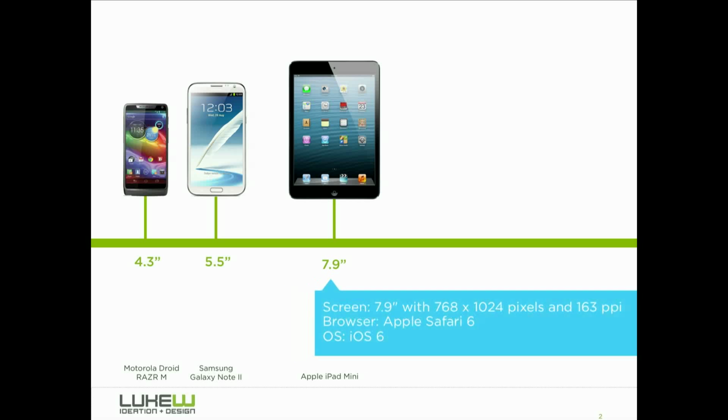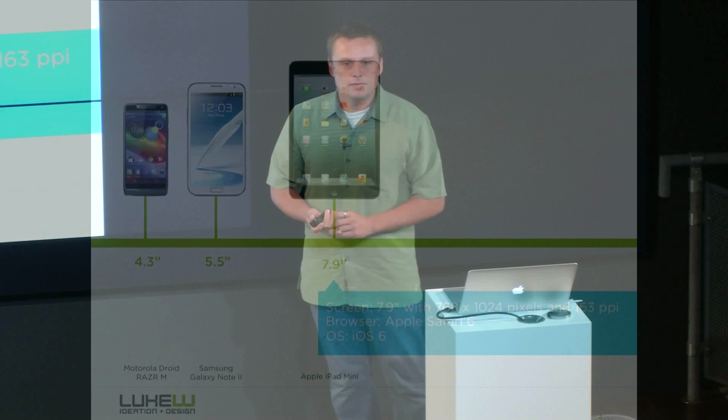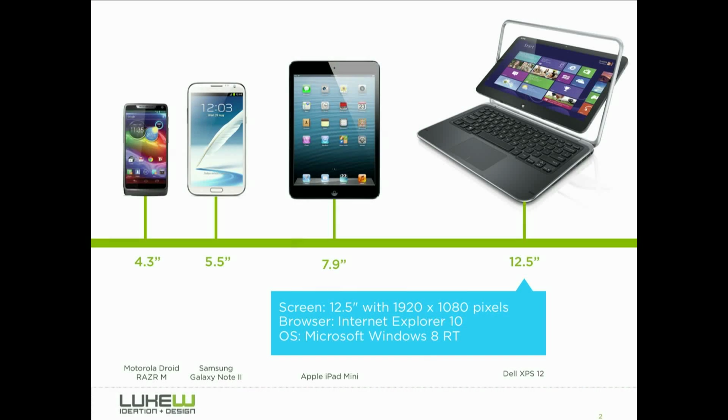2 weeks later, there was an onslaught of devices running Windows 8. Not the full version of Windows 8. It was Windows 8 RT, so it was a sort of pseudo version. This is one of these devices. This is the Dell XPS 12. It has a 12.5-inch screen, 1920 by 1080 pixels, comparable almost to what that Galaxy Note 2 has. It runs Microsoft's newest web browser, Internet Explorer 10, and as I mentioned, a new operating system from Microsoft.